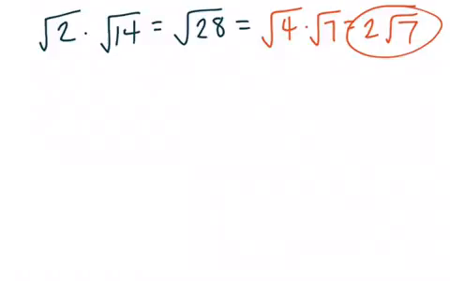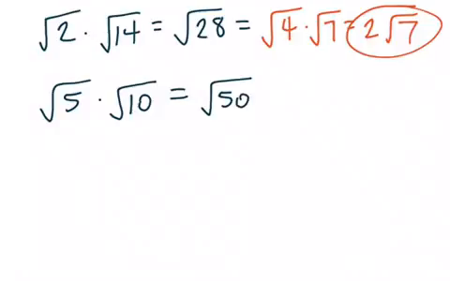All right, let's do one more. This time we have square root of 5 times square root of 10. Multiply those together, we get square root of 50. What's our biggest perfect square factor for 50? 25.